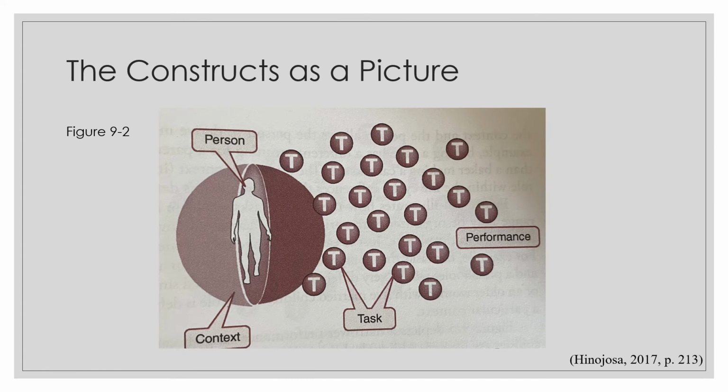This figure was taken from the Hinojosa text on page 213. This is just pointing out each of the constructs of the model. The person is at the center of the context, since the context is everything that surrounds a person. The T's are representing all of the various tasks that a person could potentially participate in. The performance is at the end on the right-hand side of the tasks because it is the result of the person interacting with their context and ultimately engaging in their tasks to complete the performance of that task.